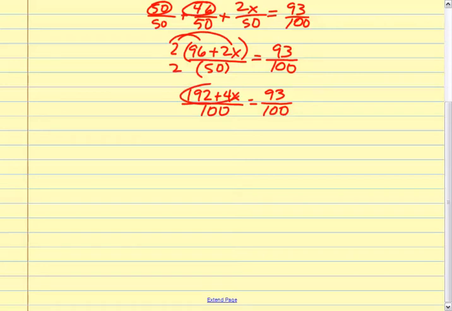So what do I know about this and this? If this over 100 is the same as that over 100, what do I know about these two things? They're the same. They have to be the same. So you're saying 192 plus 4x is equal to 93. Yes. Okay.